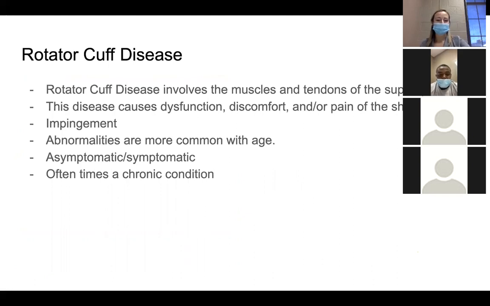And my name is Ashton Sentinel. I'll be talking about rotator cuff disease. Rotator cuff disease involves the muscles and tendons of the supraspinatus. According to the Journal of Bone and Joint Surgery, the supraspinatus has been the most frequent site of rupture. This disease causes dysfunction, discomfort, and pain to the shoulder.